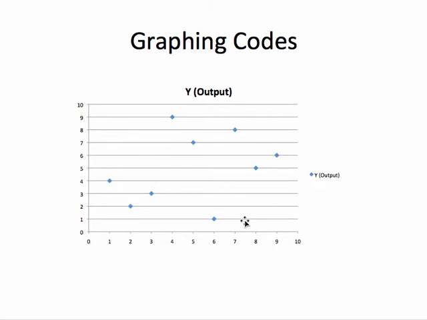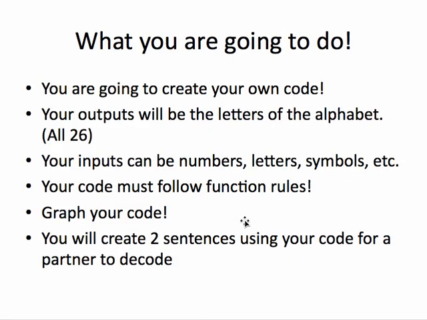And so why we're talking about this is leading us into a project that you're going to work on the next couple of days. You're going to create your own code. The outputs will be the letters of the alphabet at a bare minimum. You have to have all 26 letters of the alphabet. If you want to put numbers as part of your outputs as well, you can do that. Your inputs, so what you put as your input value of your code, can be numbers, letters, symbols. The only thing that I ask you to do is that you put your outputs to be letters.